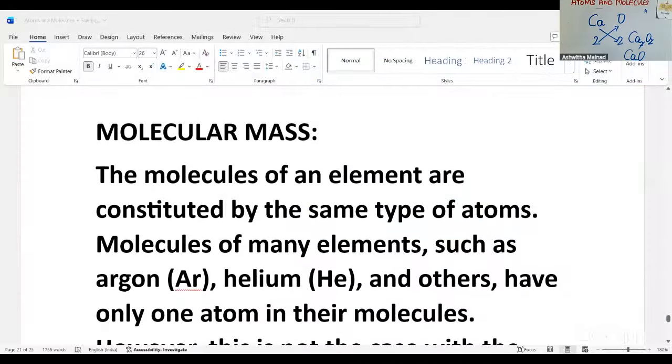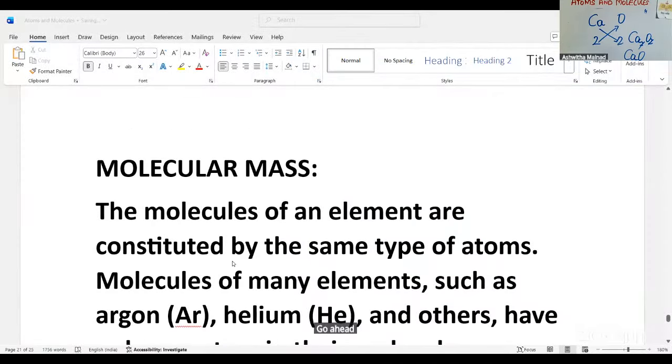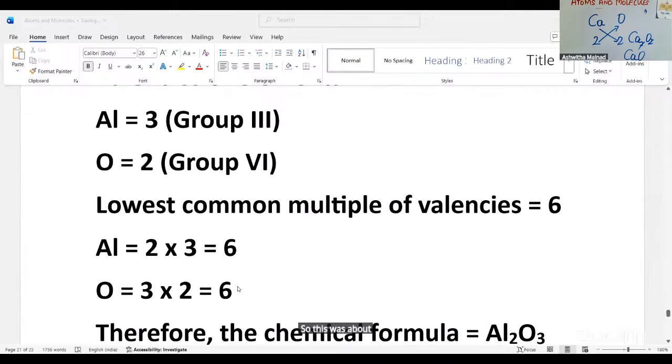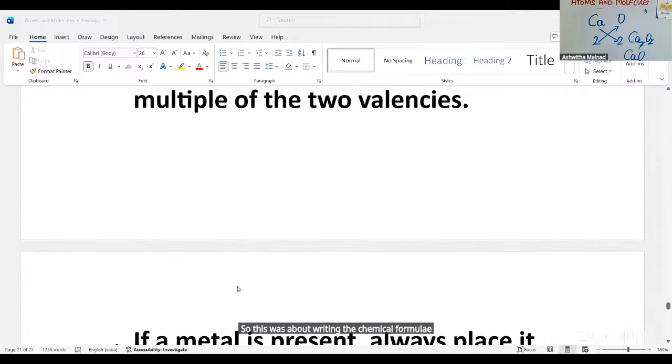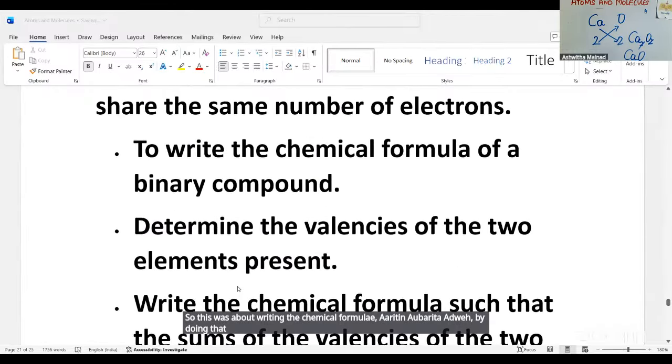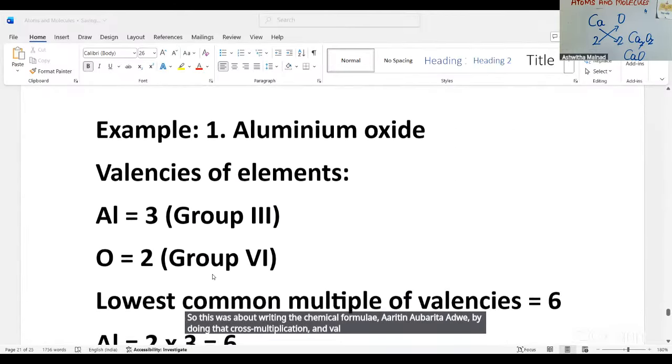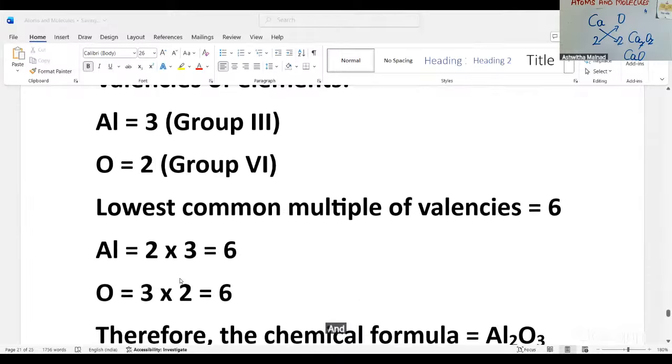So now we'll go ahead towards the molecular mass. So this was about writing the chemical formulae, how we were writing by doing that cross multiplication of valencies.